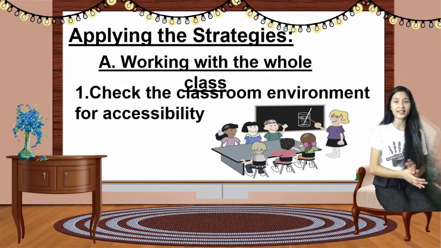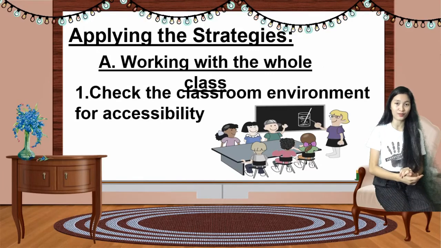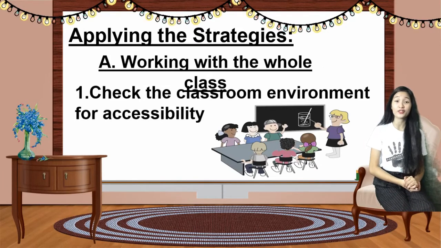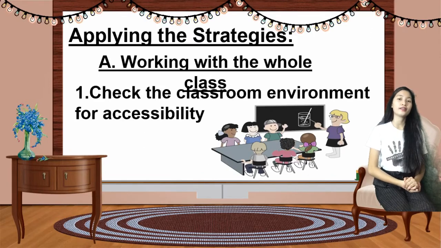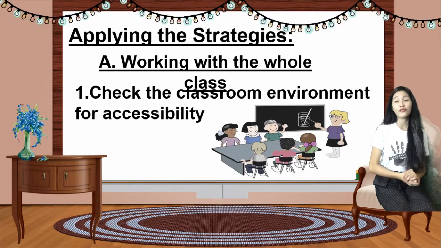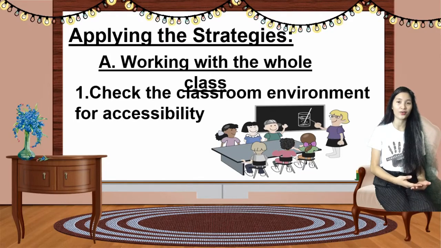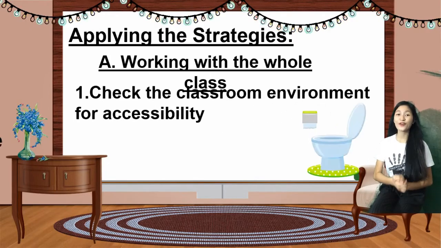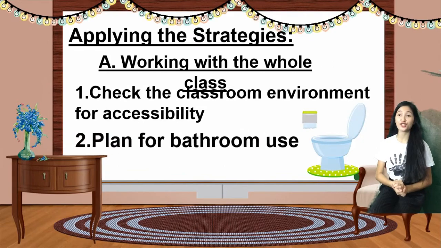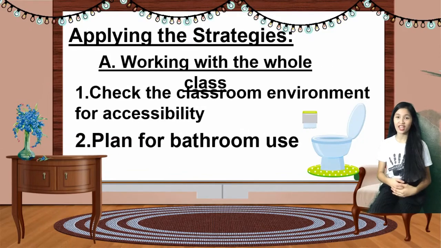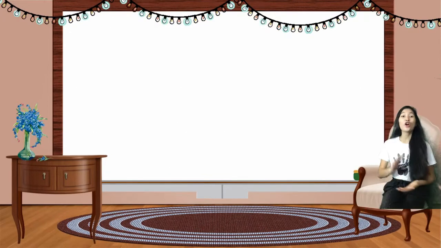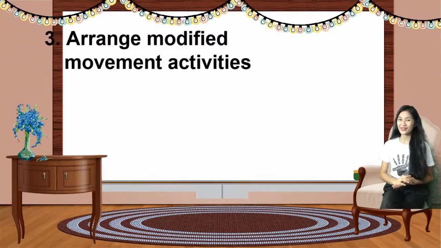Also, make sure that the design of many areas in the classroom is not difficult for the student to access. And also, rearrange the furniture in the room so that the student could easily move in his wheelchair from one area to another. Make plans for bathroom use, especially if children need to leave the classroom to take care of their needs. Arrange modified movement activities.